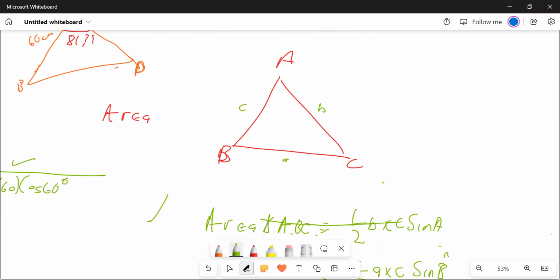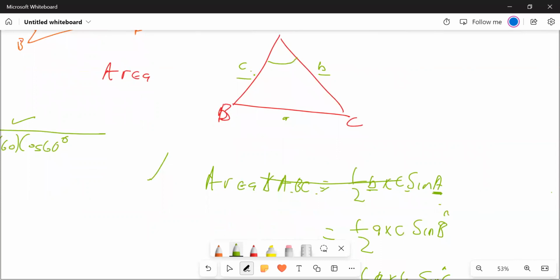If you are given b and c, and then you use the included angle, which is going to be the sine of A. If you are given triangle ABC and you are using b and c, you're going to use the sine of A. Let's check number 2. If you are given a and c, which angle are you going to use? We are going to use angle B. So what does this say?